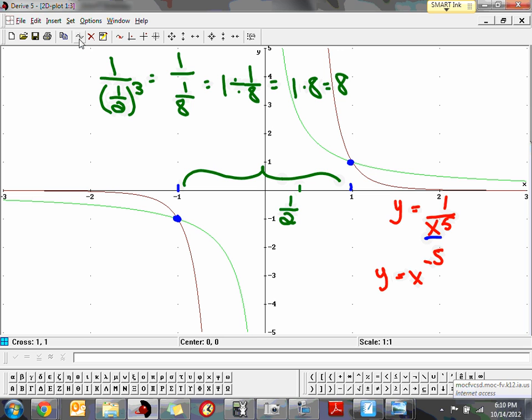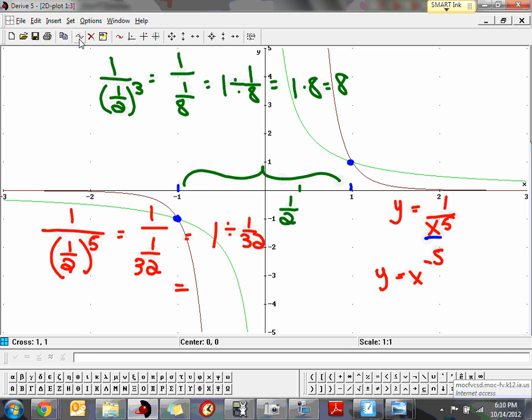Now what happens when we use our other function, which is 1 over our input value of a half raised to the fifth power? This is 1 over 1/32, which is equivalent to 1 divided by 1/32, which is 1 times the reciprocal, 32 over 1, or 32. So as we get inside, as we reciprocate our fraction that's on the bottom, it actually becomes large. So inside, between negative 1 and 1, our graph now becomes steeper, which is just the opposite of what happened on our other graphs.